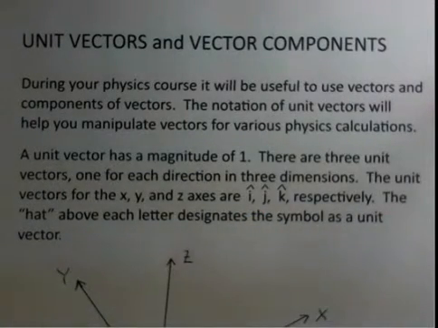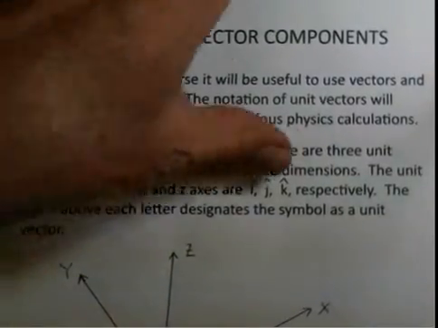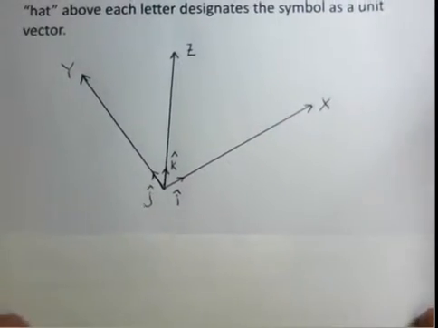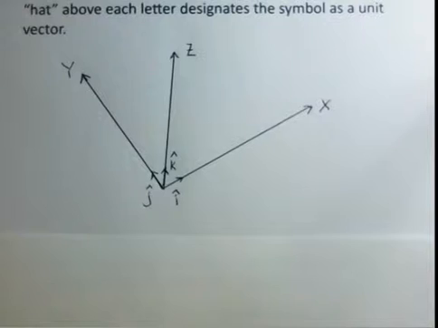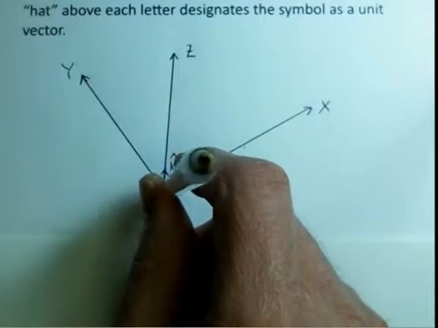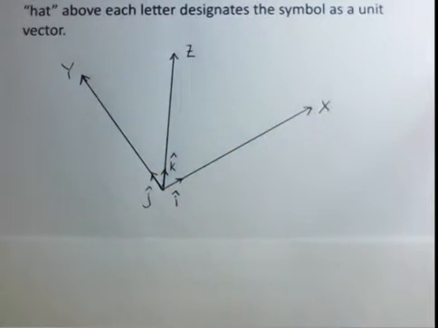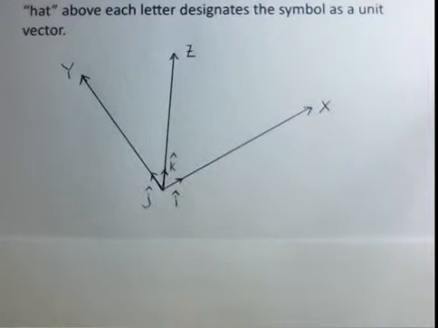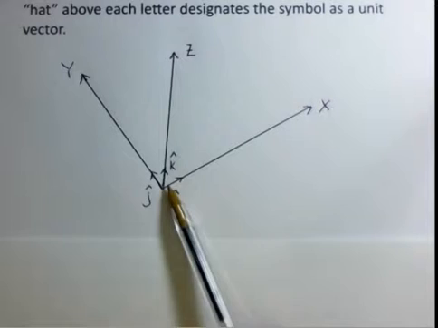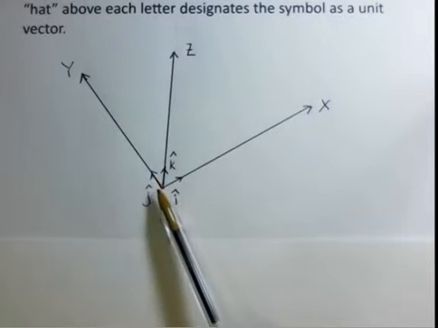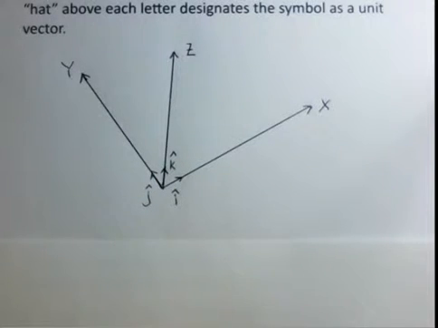So I made an attempt to make a 3-dimensional drawing of x, y, and z coordinates. So if you use your imagination, turn your imagination on, the x and y are in the plane of the paper. And the z-axis is coming up towards the camera. These 3 axes are perpendicular to each other. X is perpendicular to y. Z is perpendicular to both x and y. So i hat starts at the origin, goes along the positive x direction. j hat starts at the origin, goes along the y direction, and k hat along the z direction.